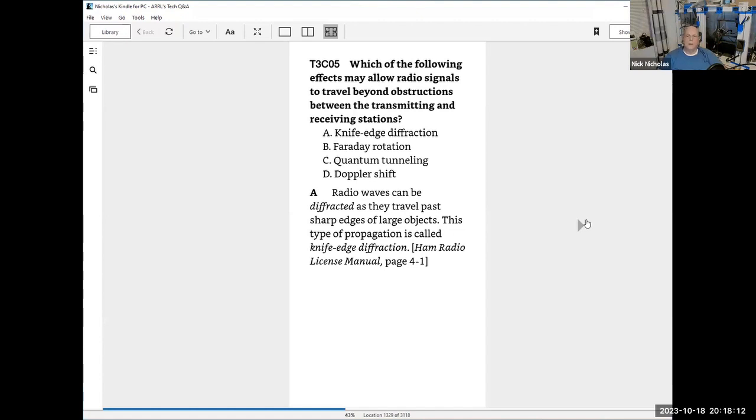Which of the following effects may allow radio signals to travel beyond obstructions between the transmitting and receiving stations? And of all the answers there, the first one, knife edge refraction, is the answer. Knife edge refraction refers to a hard edge bending the radio wave. If you've ever observed light waves bending over the edge of a surface, that is the same thing.